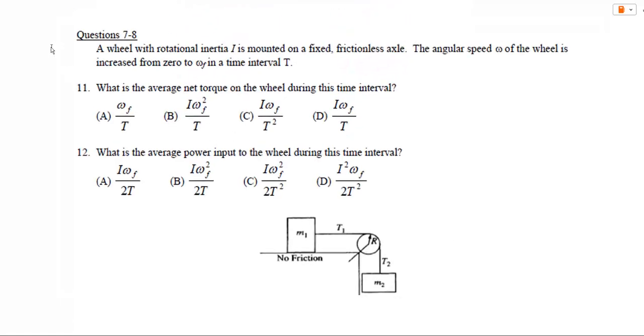So a wheel with a rotational inertia I is mounted on a frictionless axle. The angular speed omega of the wheel is increased from 0 to omega f in a time interval t. What is the average net torque on the wheel during this time interval? Read carefully. What is the average net torque? Initial angular velocity 0. We have the final angular speed omega f. The given time interval delta t is capital T.